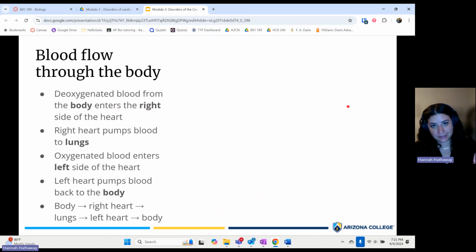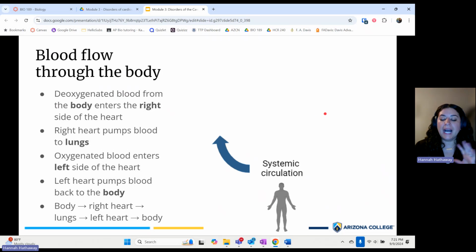That's blood through just the heart, and then arteries versus veins. The next thing you need to remember is the blood flow through the entire circulation, essentially from the body. So I really like this diagram. We are going to use it a lot.